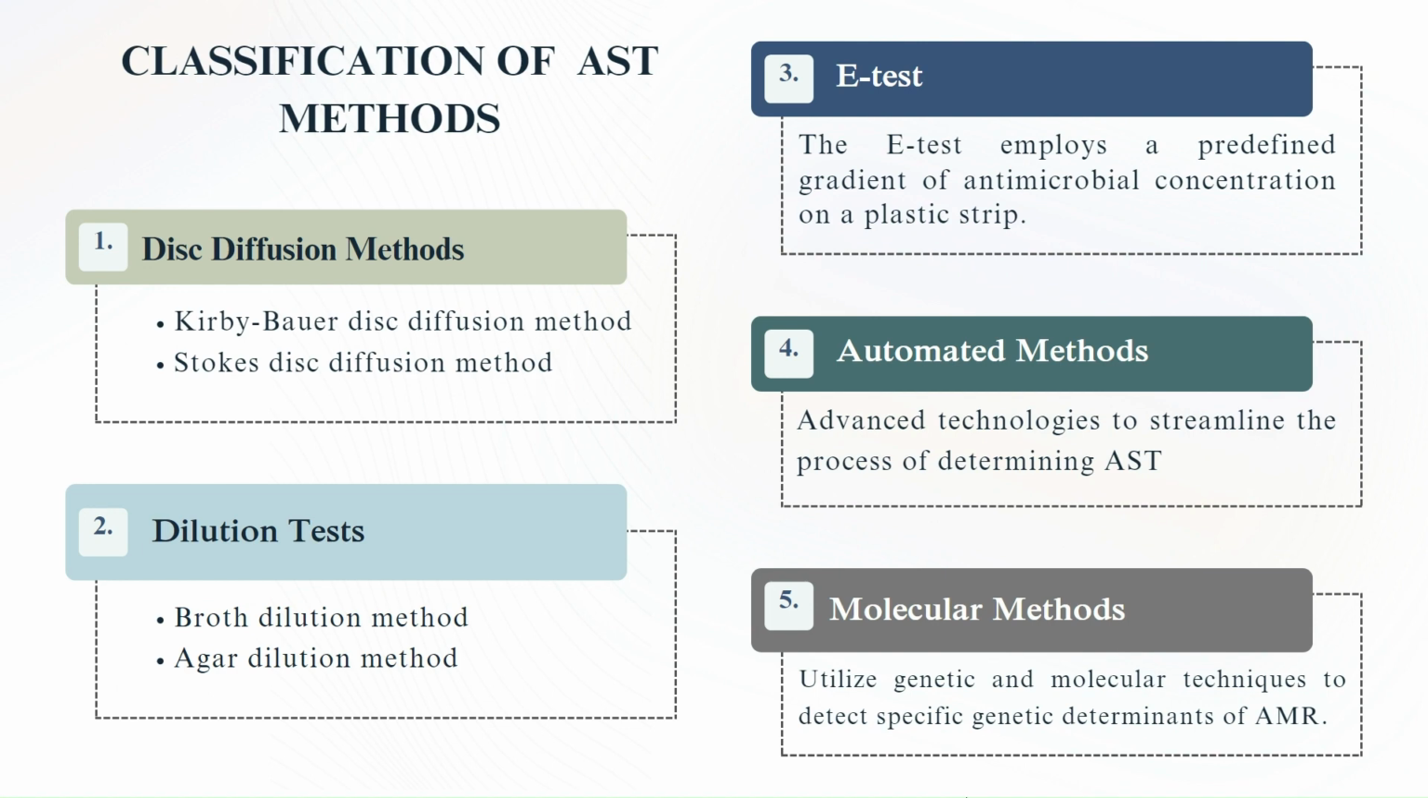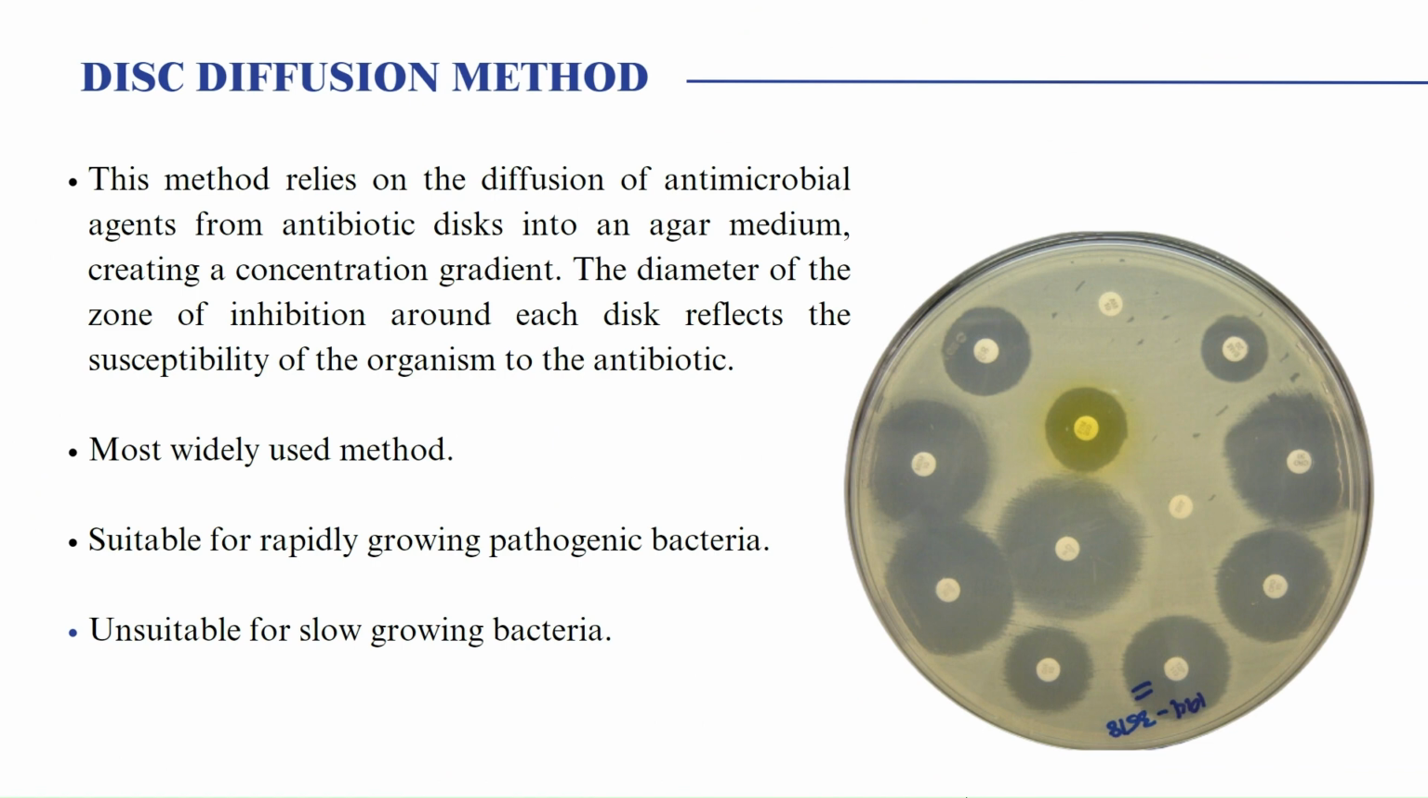The E-test, which employs a predefined gradient of antimicrobial concentration on a plastic strip. Automated methods that use advanced technologies to streamline the process of determining AST, and finally molecular biology methods, which utilize genetic and molecular techniques to detect specific genetic determinants of AMR. We shall now discuss each method one by one.